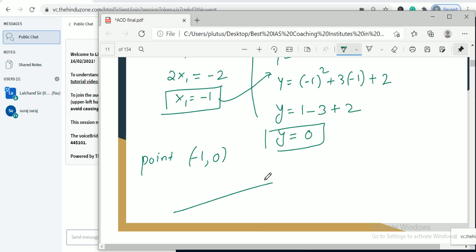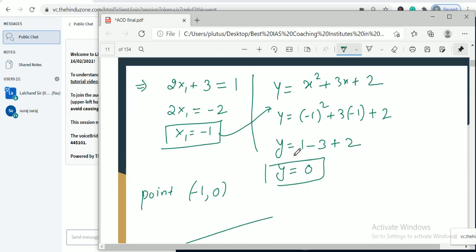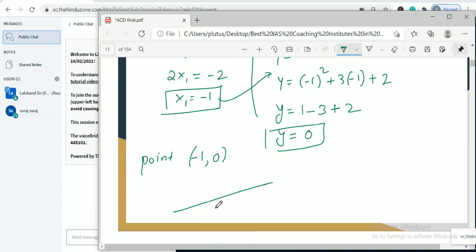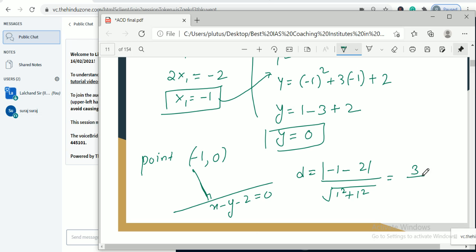And if we write the equation of the line in standard form, this line is x - y - 2 = 0. Now we need to find the perpendicular distance. If we apply the distance formula, distance is equal to |-1 - 0 - 2| divided by the square root of a² + b², that is 1² + 1². So this is 3 by root 2, isn't it? This is our shortest distance, the answer for the question.